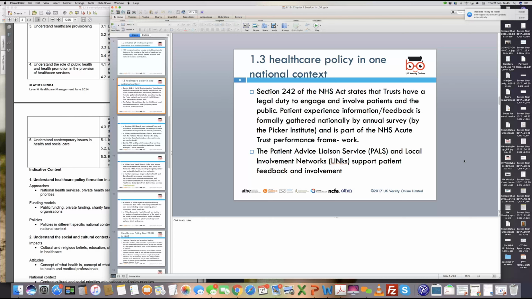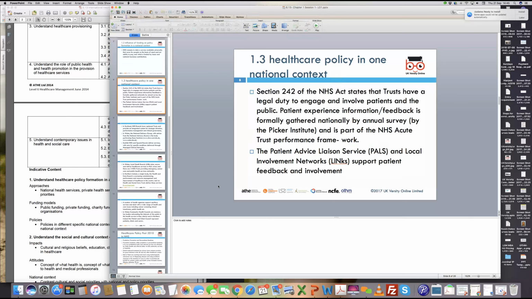And you can also get involved with something called local involvement networks that support patient feedback and care. So if you're not happy with some of the services being provided in the community, how do you put that feedback back into the system? You use some of these services like PALS and LINks, which work within the NHS to take your word up to the right and relevant people, for them to be able to feed back into policy making or revision of policy making as far as the NHS is concerned.